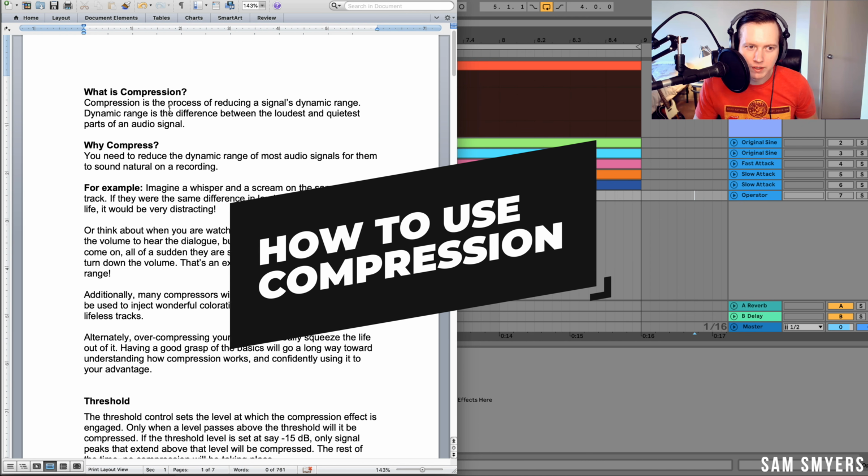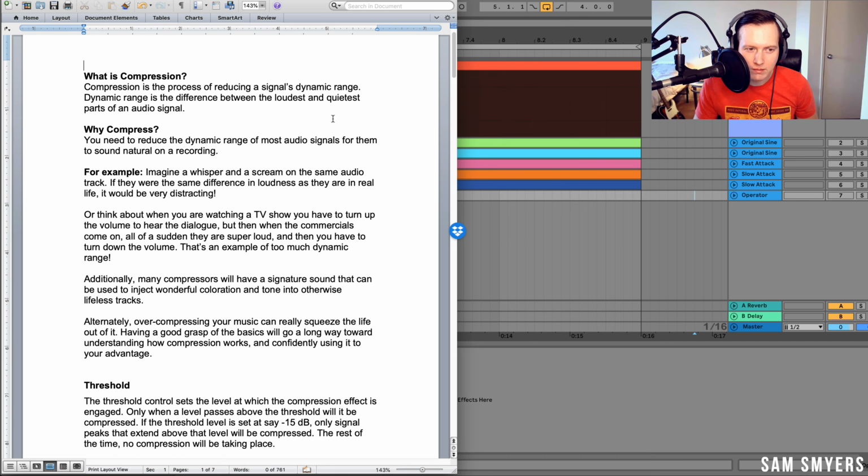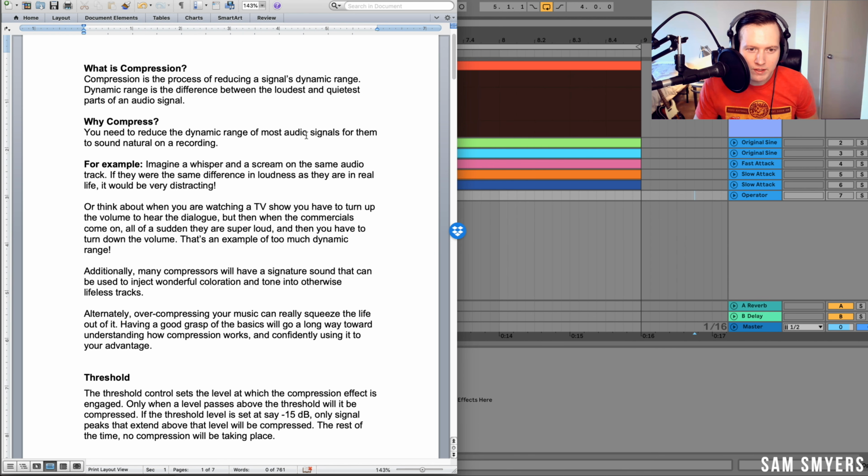So what is compression? Compression is the process of reducing a signal's dynamic range. Dynamic range is the difference between the loudest and quietest parts of an audio signal. You need to reduce the dynamic range of most audio signals for them to sound natural on a recording. So for example, imagine a whisper and a scream on the same audio track. If they're the same difference in loudness as they are in real life, it would be very distracting.